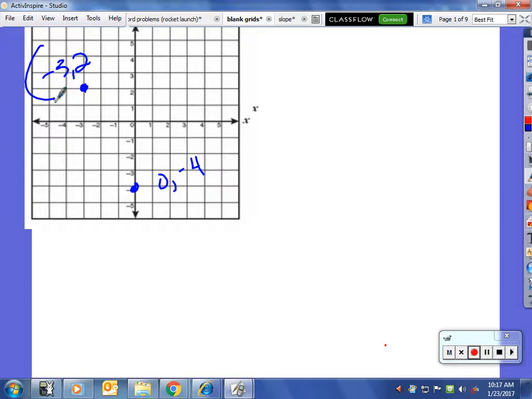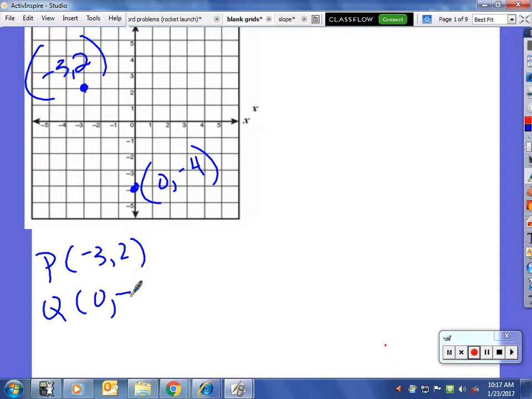On the homework, you're not going to have a picture or anything. You're just going to have 2 points. Like, let's call this point P. Point P is -3, 2. And point Q is 0, -4. And your job is, first of all, to determine mathematically what the slope is. Second of all, you're going to tell me what that slope tells me about this line. Is it going up or down? Is it steep or flat? Or it might be neutral.